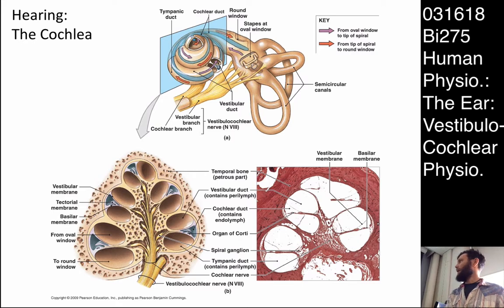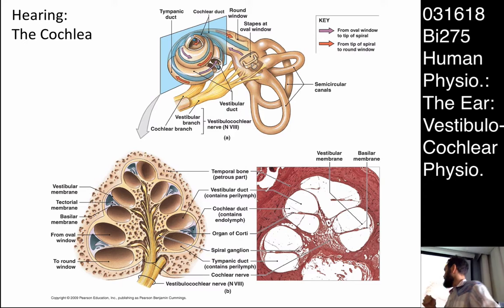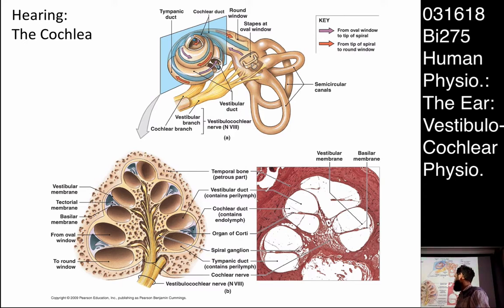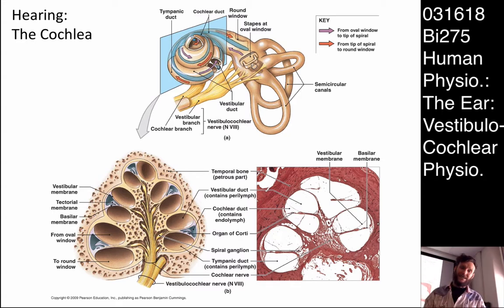I guess I could say this on this diagram. The membrane that separates the tympanic duct from the cochlear duct is called the basilar membrane, and then the one that separates the vestibular duct from the cochlear duct is called the vestibular membrane. There is a third membrane in there called the tectorial membrane. It doesn't separate anything.